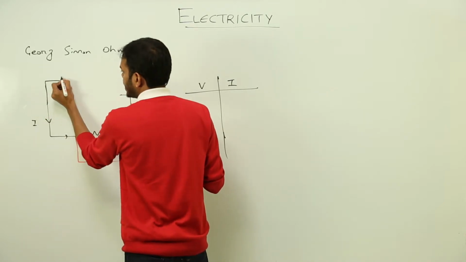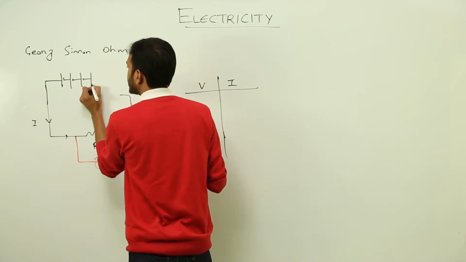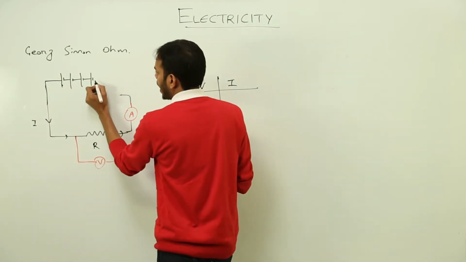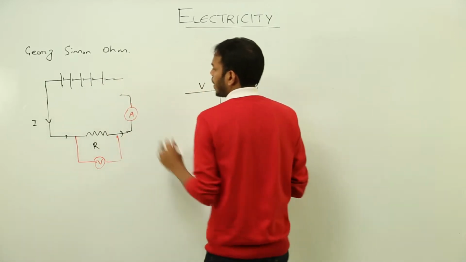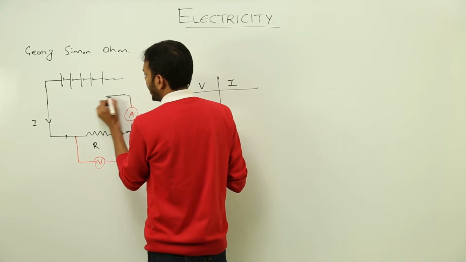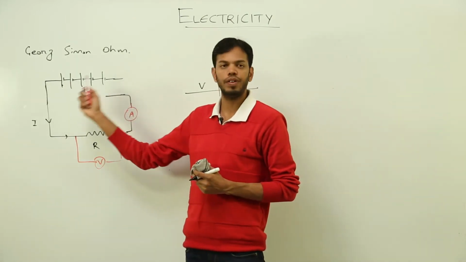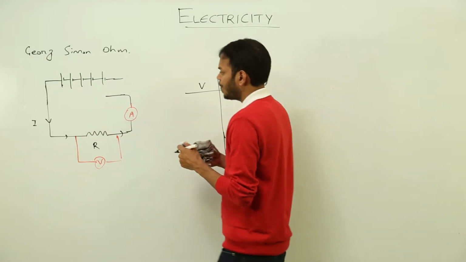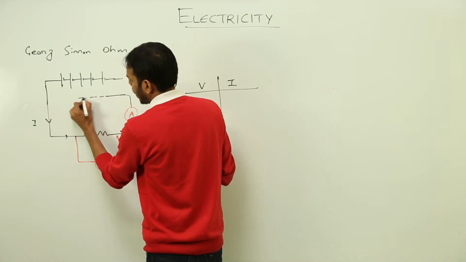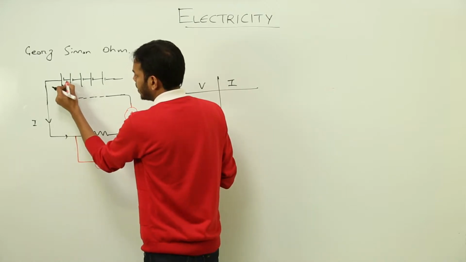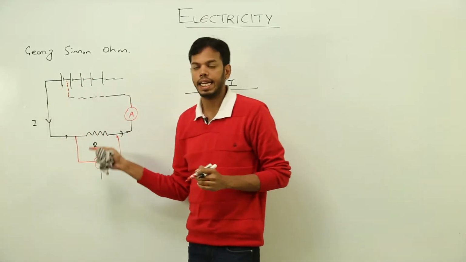Instead of one cell, he put a number of cells. For now, I'm drawing only 5, okay? And this part was kept free so that it could be connected anywhere between these cells. That means if I connect it here, the circuit is completed only with one cell into the picture.